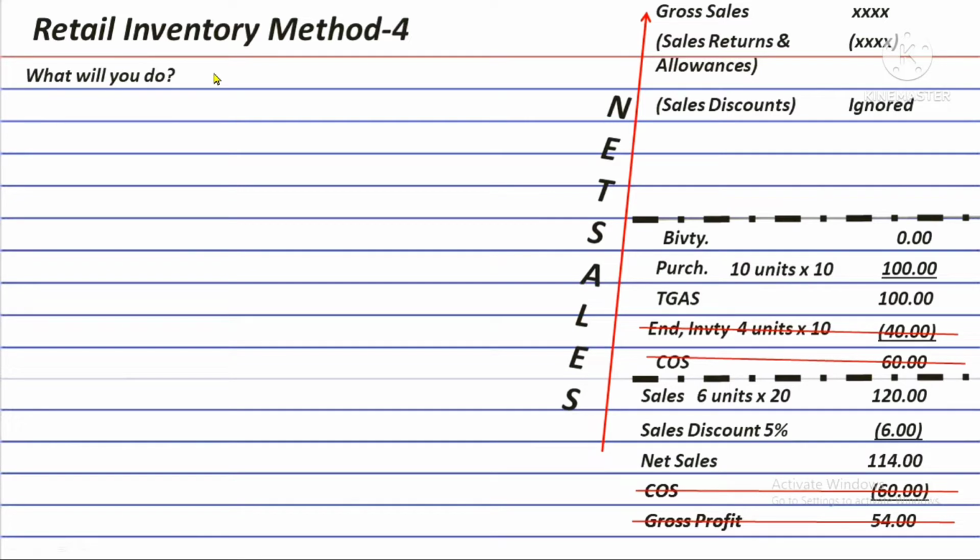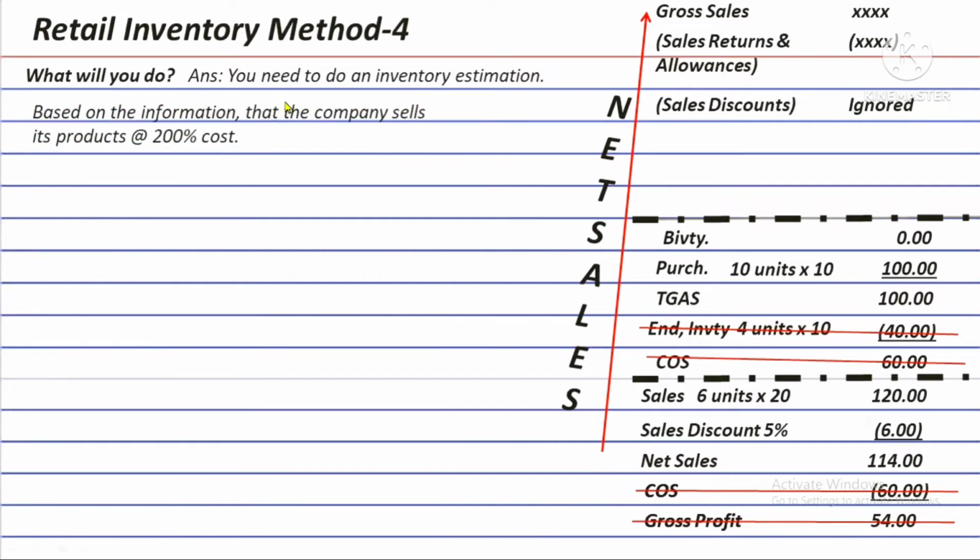you need to do an inventory estimation based on the information of the gross profit ratio or cost ratio of the company. So, in our illustration, I have told you earlier that the company sells its products at 200% based on cost, or in simple terms, double the cost. That's the sales price. So, let's use that information. So, let's have scenario number 1.